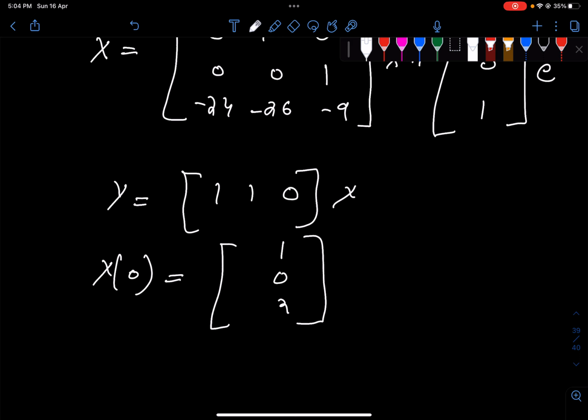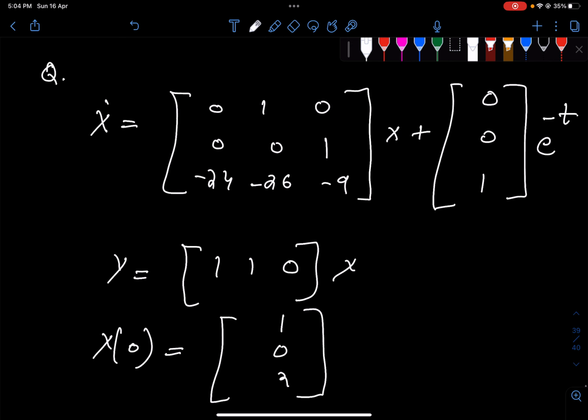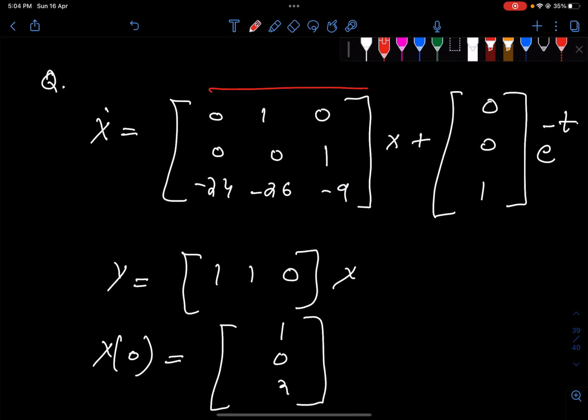They have asked two questions. Solve the state equation and obtain the output for the given exponential input. So we are asked to find the output of this one. And also they have asked to find the eigenvalues and the system poles. The second part you know, because you have the A matrix. This is the A matrix, this is the B matrix, and this is the C matrix. D matrix is just 0. This is the initial condition. So if you have the A matrix, how do we find the system poles?